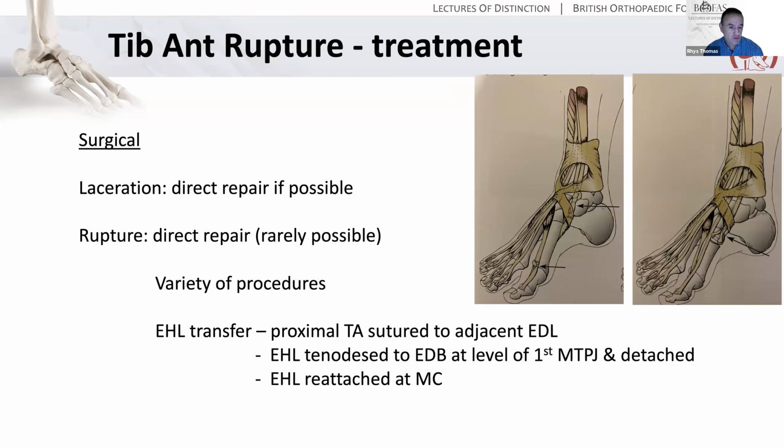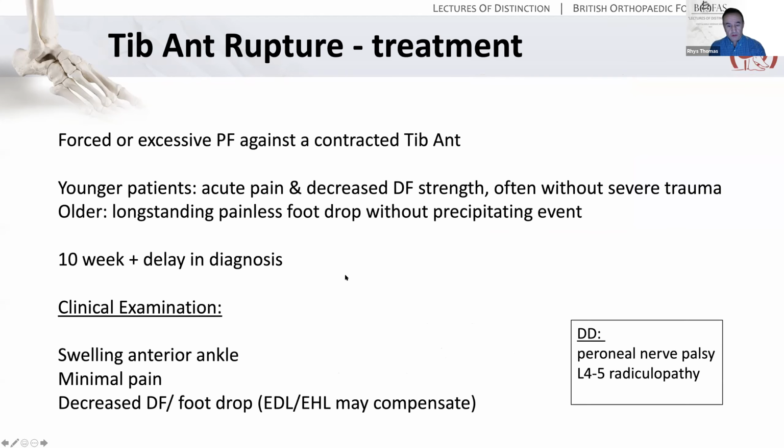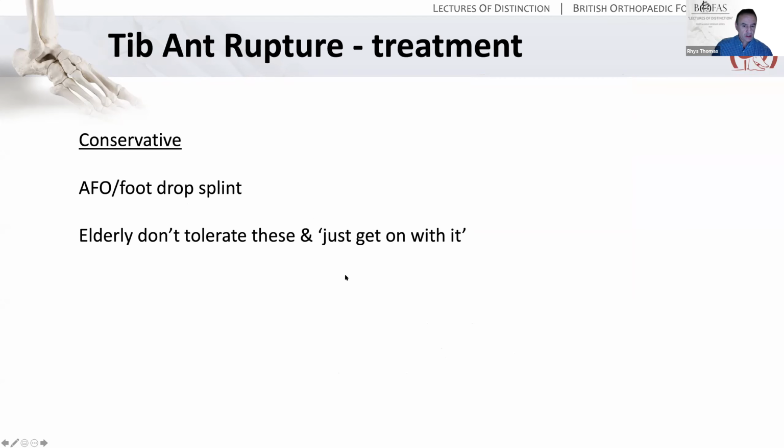In a rupture, a direct repair is rarely possible, and that's because of two factors. One, the tendon end tends to retract a fair distance, and it's very difficult then to be able to get this under the retinaculum, and also because it forms a very bulbous end that doesn't heal well.